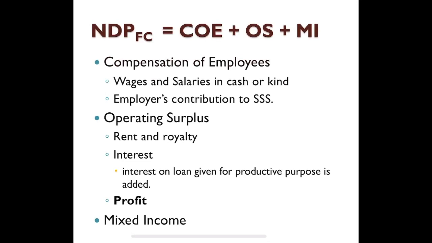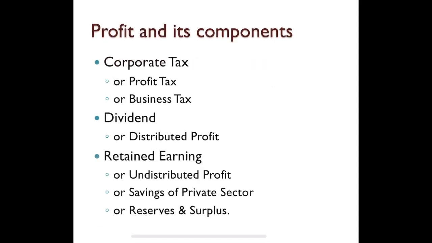You must understand about profit and its components. There are three main components of profit: corporate tax, dividend, and retained earnings. Corporate tax is the tax paid by the corporates to the government. Profit tax is also corporate tax, business tax is also that. Dividend or distributed profit, retained earnings or undistributed profit, or savings of private sector or reserves and surplus. All of that are part of profit.